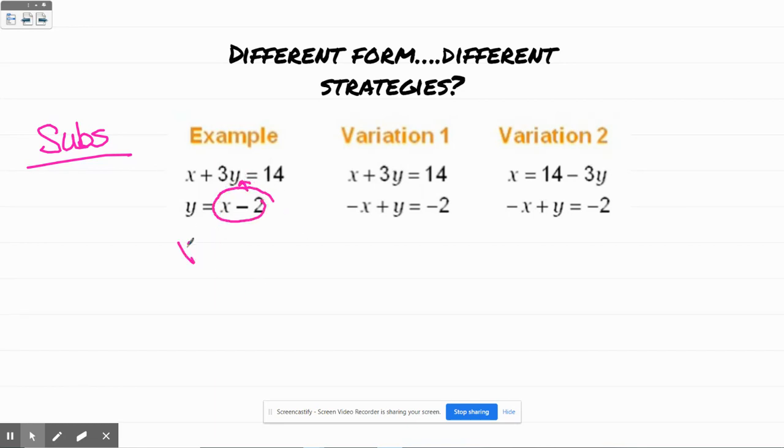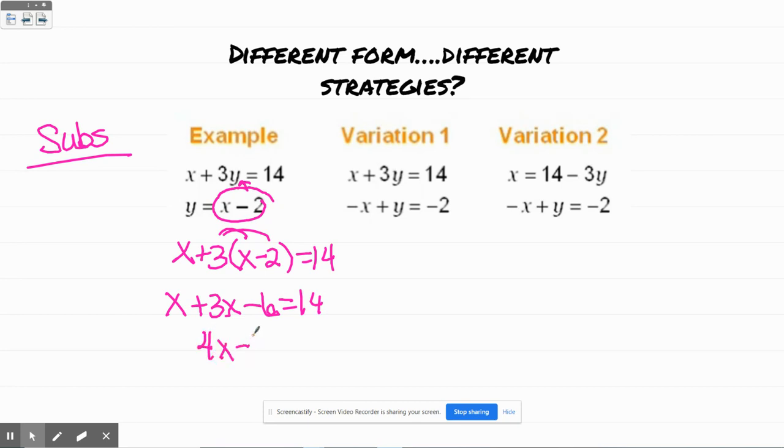I see the y. So it'd be x plus 3 times x minus 2, and it will equal 14. Distribute. X plus 3x minus 6 equals 14. 4x minus 6 equals 14. Add the 6 to get 20. 4x equals 20, and x equals 5. Well, we already did this problem earlier. When x is 5, y is 5 minus 2, which is 3.